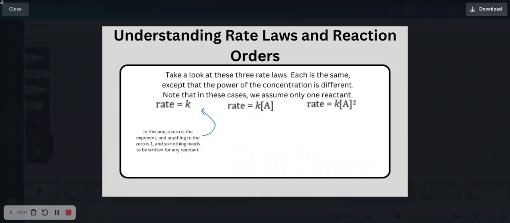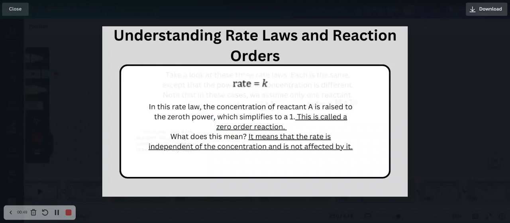Take a look at these 3 rate laws. Each is the same except that the power of the concentration is different. Note that in these cases we assume only one reactant. In this rate law, the concentration of reactant A is raised to the 0th power, which simplifies to 1. This is called a zero-order reaction. What does this mean? It means that the rate is independent of the concentration and is not affected by it.